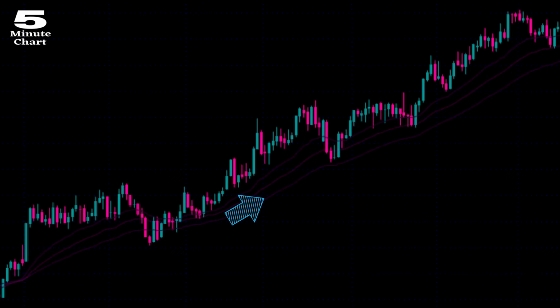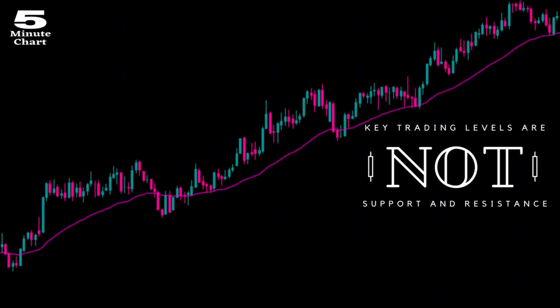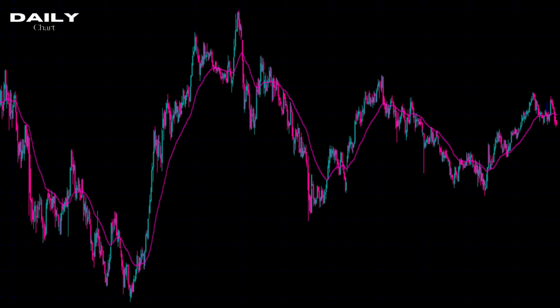It is important to note that we do not take trades off of the pullback to the moving average. Instead, we will be taking pullback trades off of the key trading levels. Step number 2 is to plot all key trading levels onto the daily chart. The way the key trading levels work are as follows.